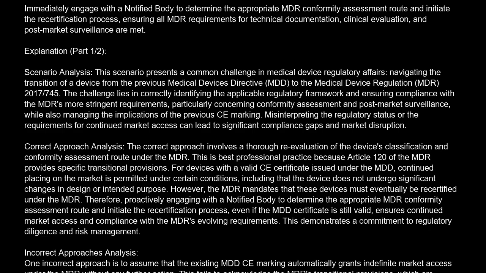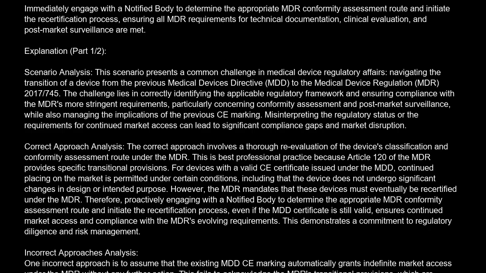Correct approach analysis. The correct approach involves a thorough reevaluation of the device's classification and conformity assessment route under the MDR. This is best professional practice because Article 120 of the MDR provides specific transitional provisions. For devices with a valid CE certificate issued under the MDD, continued placing on the market is permitted under certain conditions, including that the device does not undergo significant changes in design or intended purpose. However, the MDR mandates that these devices must eventually be recertified under the MDR.